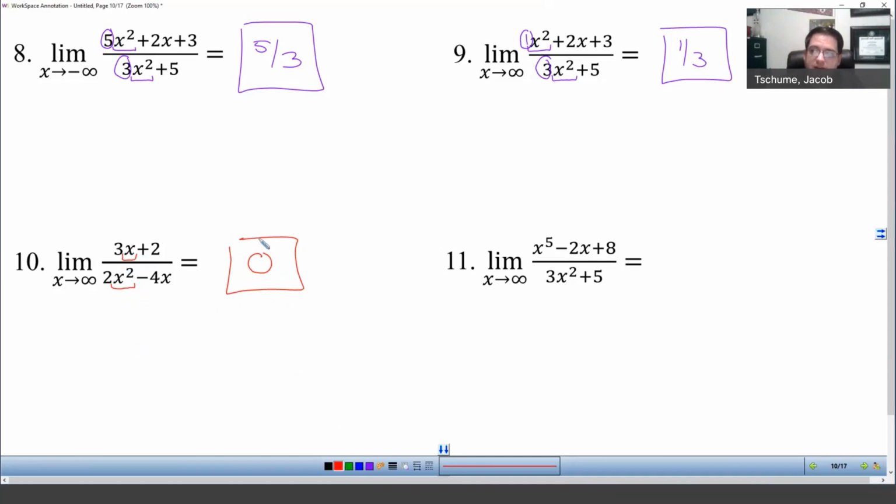Versus number 11, if you look at your highest powers on top and bottom, there's an x to the 5th on top, and there's an x squared on the bottom. So make sure you note, if the top is bigger than the bottom, then your answer will always be DNE. Now, one thing to keep in mind with these rules is that these shortcut rules only work if your limit is x approaches either infinity or negative infinity. If x approaches some other number, you cannot do that in this case.